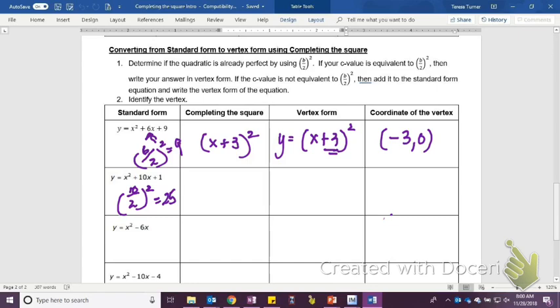But anything we do to the left side of the equation, we have to do the same to the right side of the equation. So currently we have y equals x squared plus 10x plus 1. We're going to add 25 to both sides. Y plus 25, that's our b over 2 squared, equals x squared plus 10x plus 25. Our plus 1 is still there. We've added 25 to both sides.